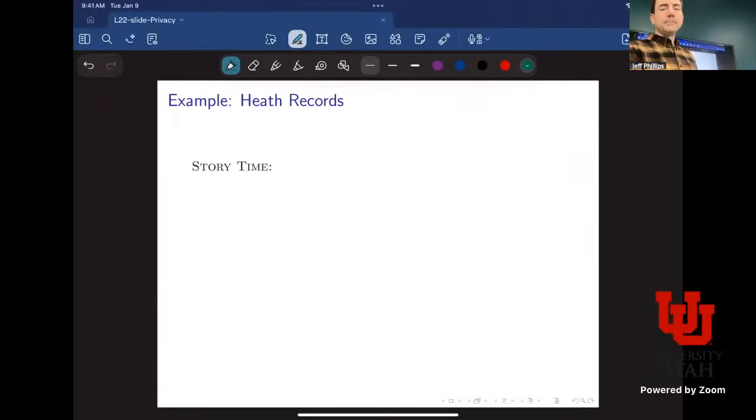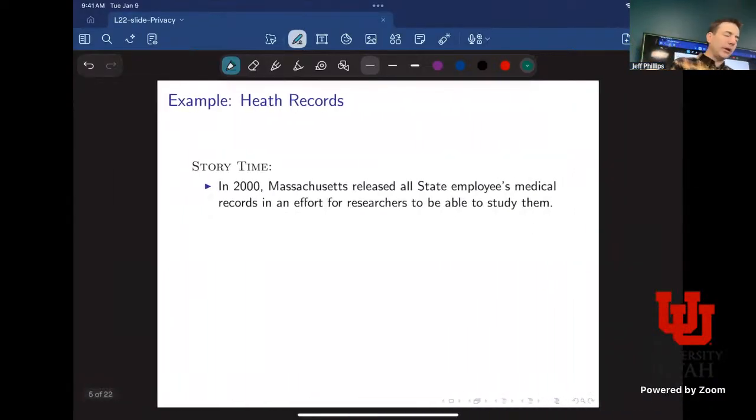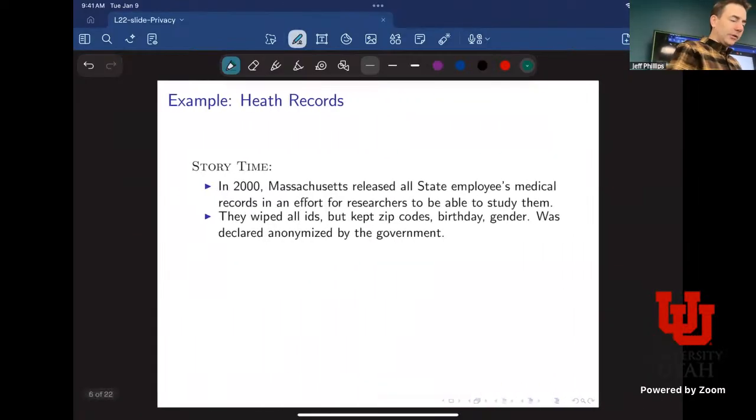So in around the year 2000, Massachusetts decided to release all of the state's employees' medical records in an effort for researchers to study them. Okay, I believe this was from lobbying because there are a bunch of universities in Massachusetts. And I think they lobbied, said this would be a great way for us to do big data science on all the medical records of their government employees. They convinced the governor to do this.